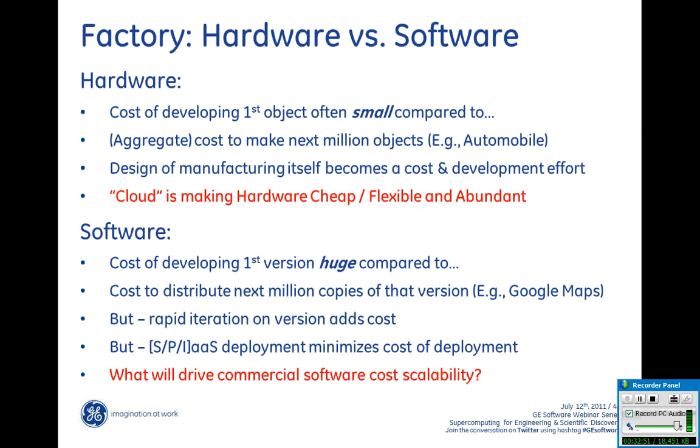And if we think about trends in hardware and software, the cloud concept is making hardware cheap, flexible, and abundant. What is driving software to the same kind of form? The cost of building hardware, the first object often is small, and then it takes a lot to produce the plant that's going to mass produce things. We have the opposite dynamic with software, where the first version is incredibly expensive, but then copying bits is very inexpensive.